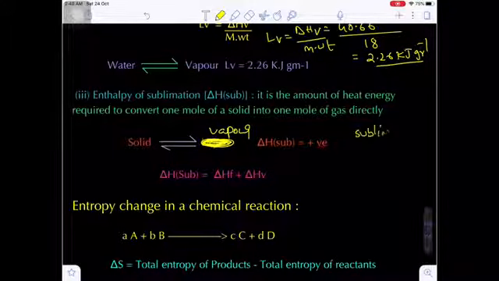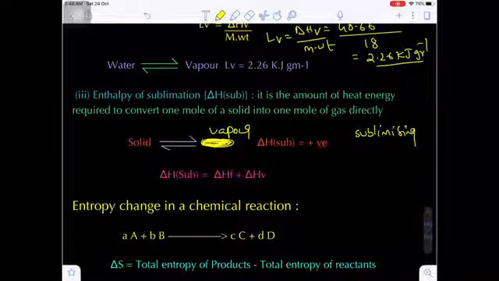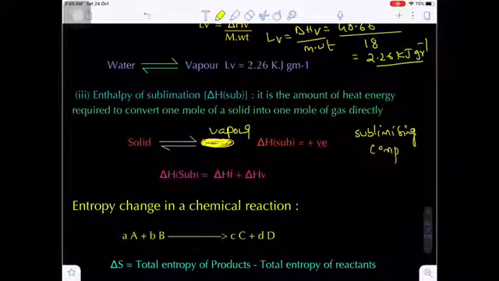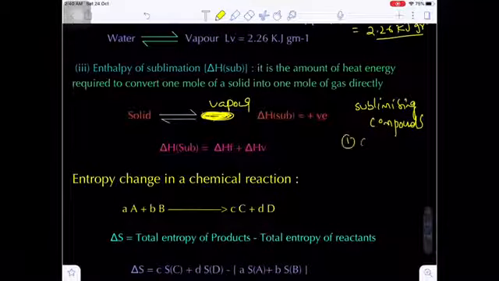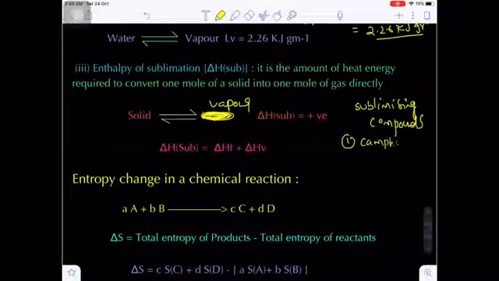What are the examples for sublimizing compounds? Number 1, camphor.